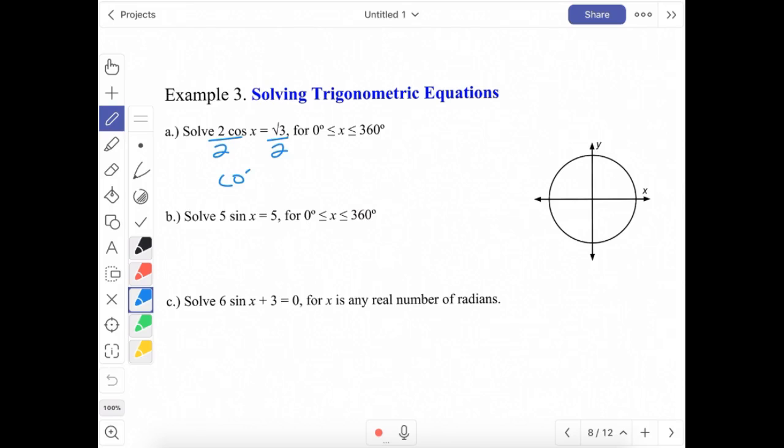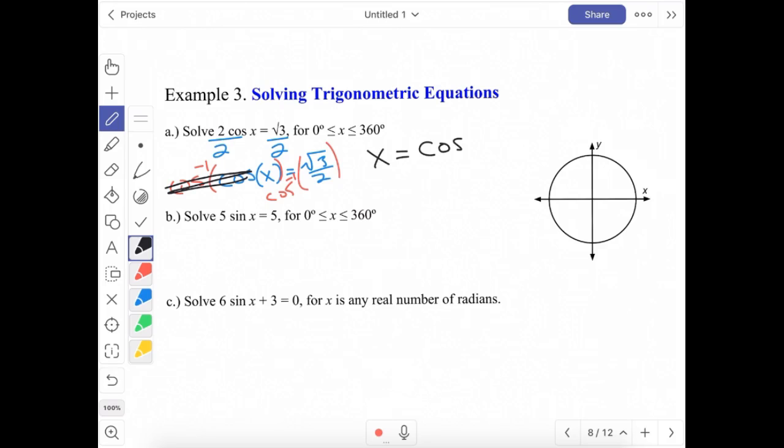So where is cosine equal to square root of 3 over 2? That's what we're asking now. Algebraically, in order to get that x by itself, I would take the cosine inverse of both sides. If I do the cosine inverse of the cosine function, that cancels out, and I have x is equal to the cosine inverse of square root of 3 over 2. And that is simply asking what are my two values, essentially.